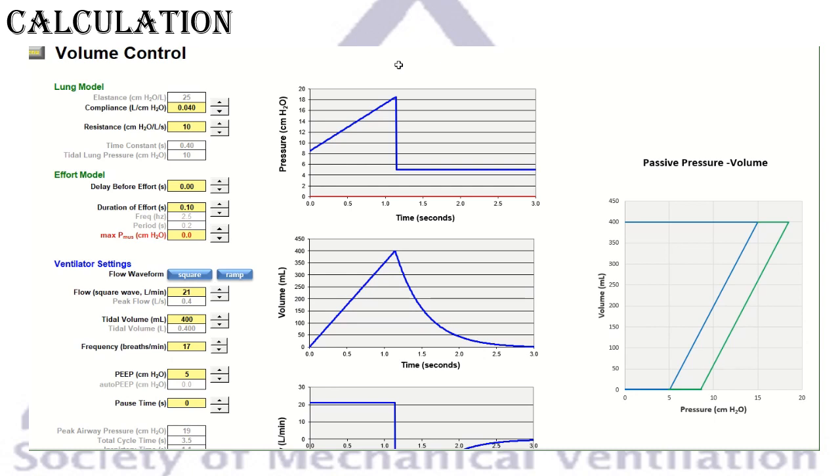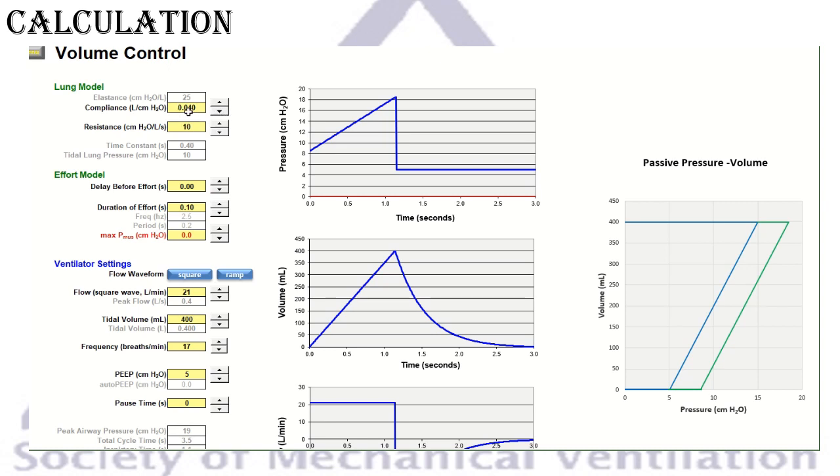So for this slide, we'll use a simulator called the SIVA simulator, which is donated to us by Professor Robert Chadburn, and you can download it from our website, societymechanical-ventilation.org, under education, under simulators. So we'll see here, we're going to start with the volume controlled mode.